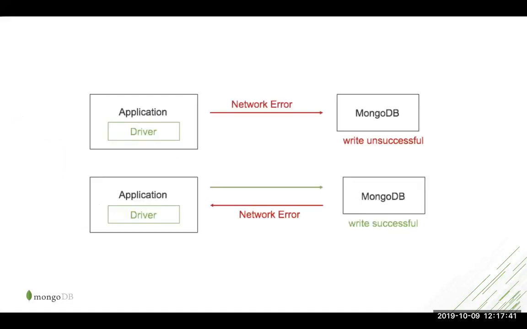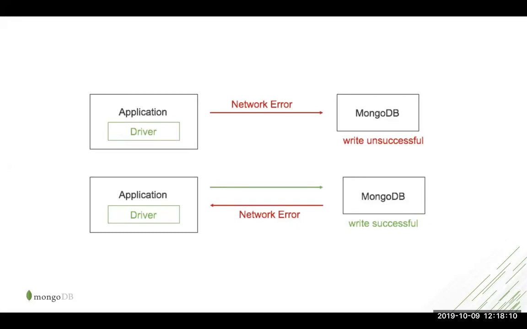Great. But what happens if we get a network error on the commit itself? So let's say that I've done my two inserts, and now I send the commit command, and I get a network error as a response. Well, that can mean two things. Either I got a network error on the trip to the server, and that would mean of course, my transaction didn't commit because I didn't even reach the server.